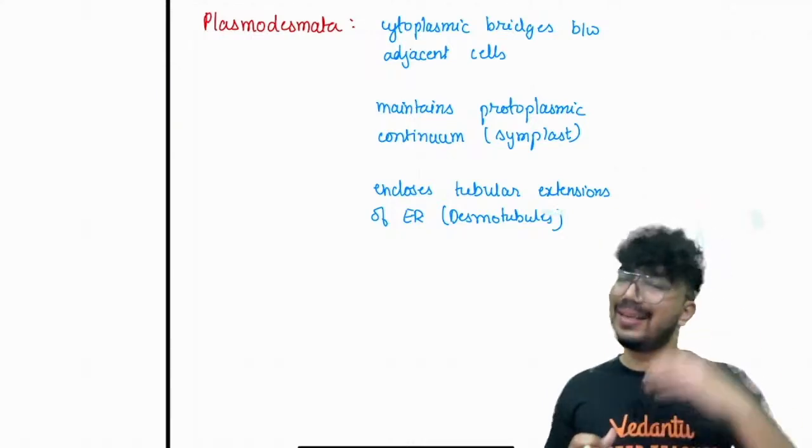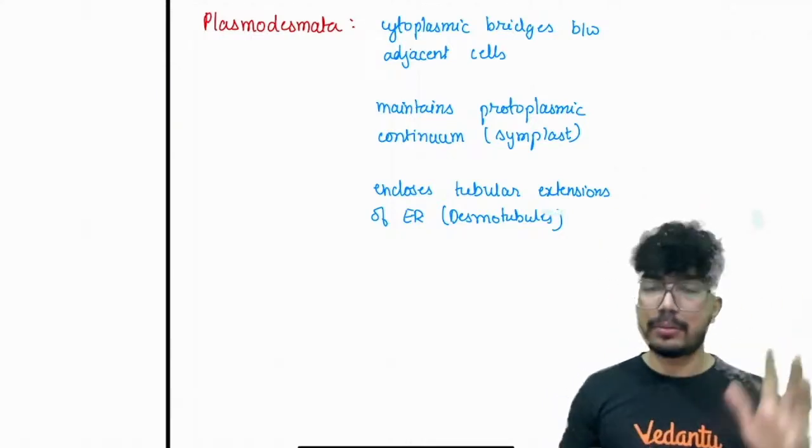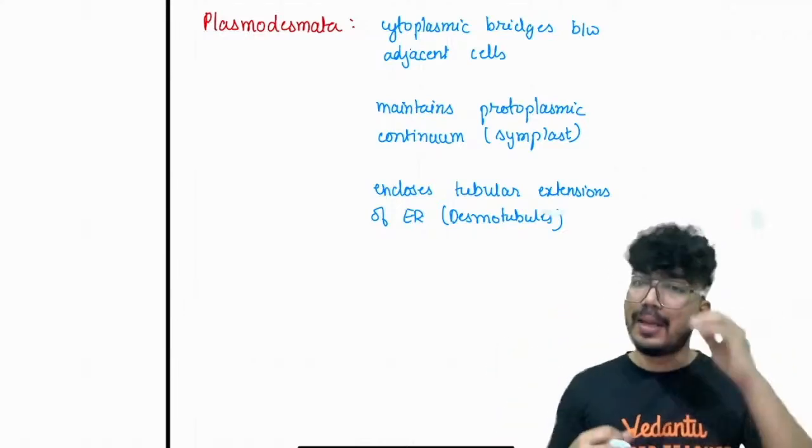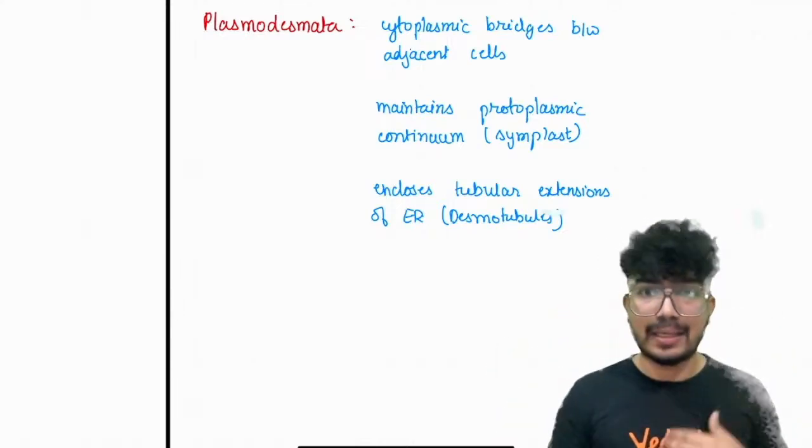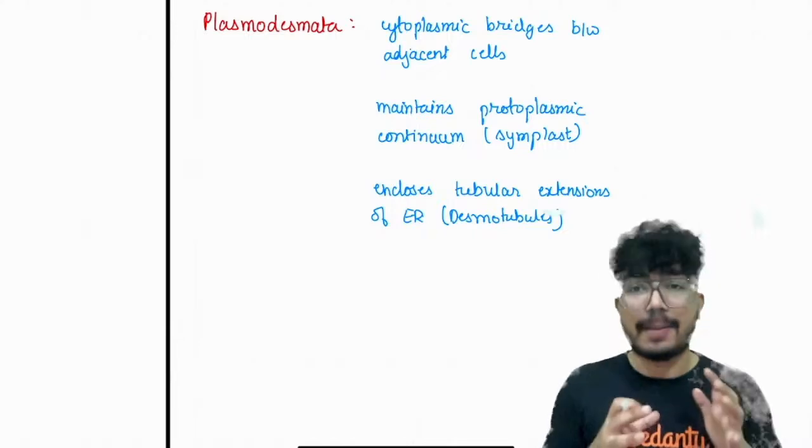Let's keep it till here only. From next class onwards, we will be starting with plasma membrane. Then we'll come to the endomembrane system. Then we'll talk about other cell organelles. So I think in the upcoming 2 to 3 classes, this chapter will also get wrapped up.